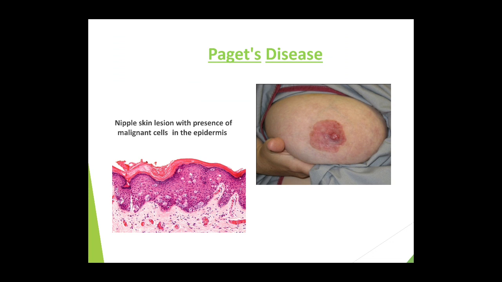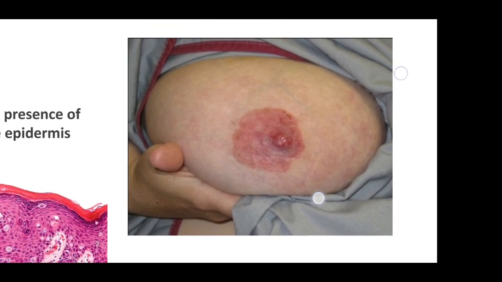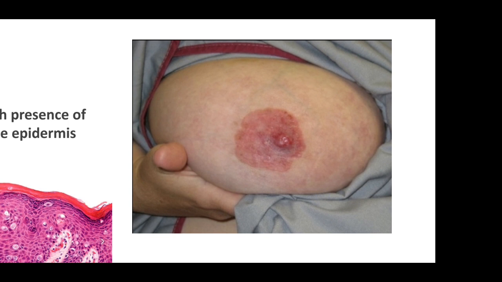Paget disease represents in situ carcinoma of the nipple. The clinical features are in the nipple itself: the patient may suffer from nipple skin lesions such as crusting, erosion, discharge, or nipple retraction. All these features can be seen in a patient with Paget disease. Usually it is unilateral, rarely it can be bilateral, and very rarely it can occur in a male patient.